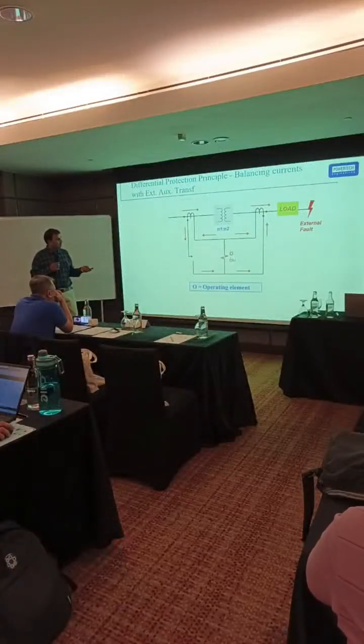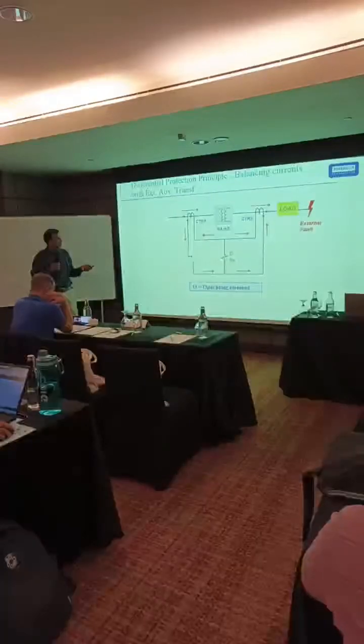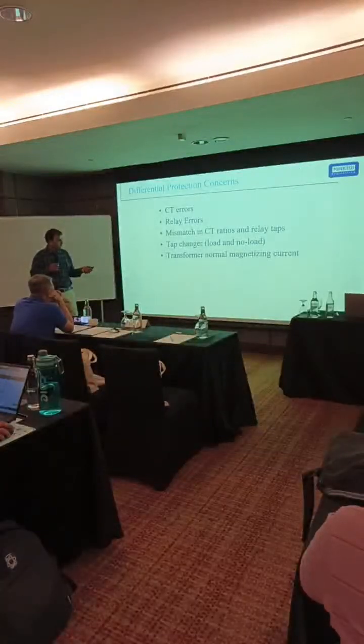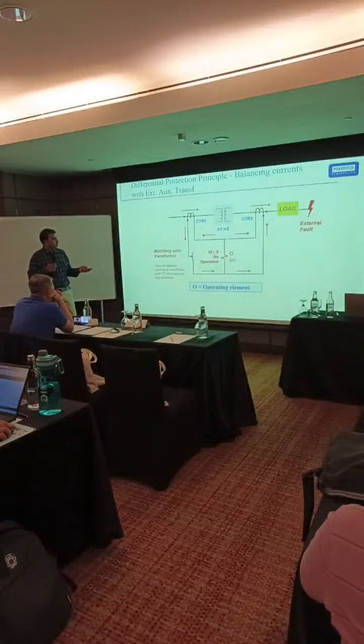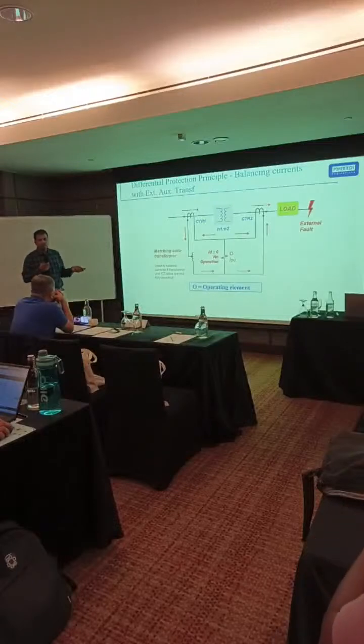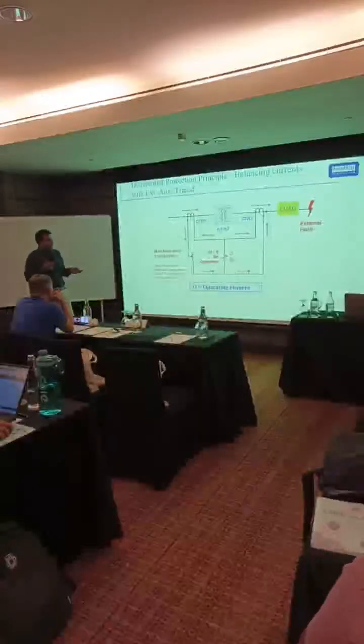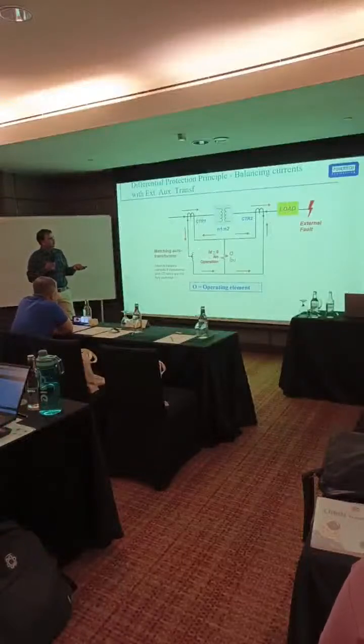Now if the ratio is different, then what happens? Then we need a compensation. Earlier we used to do the compensation by matching the CT. Now numerical relays have all options. Everything will be taken care of by the numerical relay itself. So we do not require these CTs now.